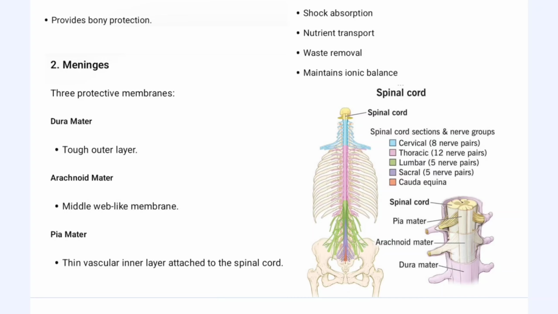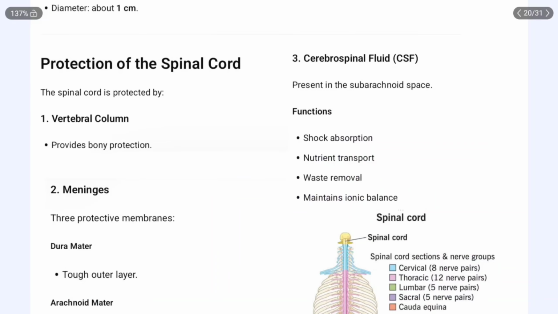Here you can see this is the dura mater, this pink one. Then below that there is arachnoid mater, and the last one is pia mater. You can remember from inside to outside it is PAD. P for pia mater, A for arachnoid mater, D for dura mater, from inside to outside. Then the third is cerebrospinal fluid, present in the subarachnoid space. Functions are shock absorption, nutrient transport, waste removal, and maintains ionic balance of the body.